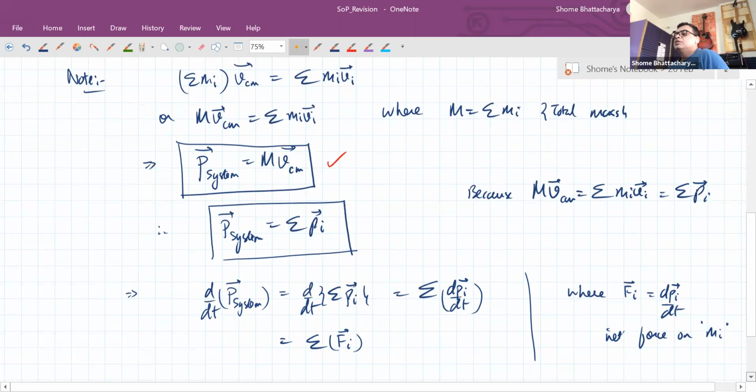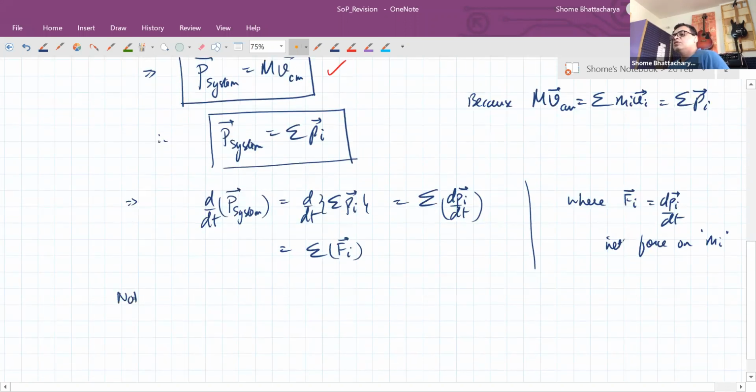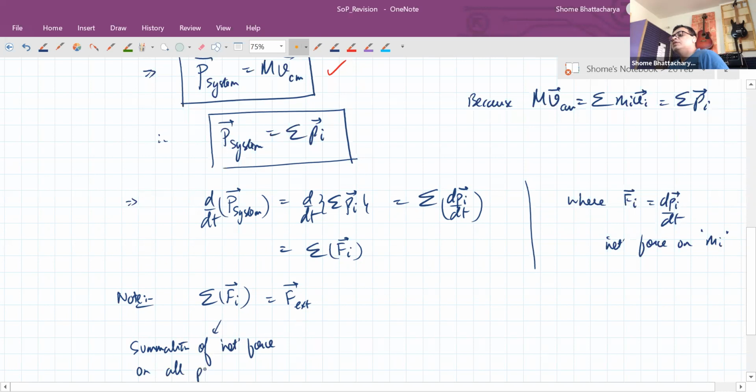Now if we use the concept of Newton's second law, in this summation of net force on all particles, what happens is this becomes the net external force. The summation of net force on all particles of a system becomes equal to the net external force due to Newton's third law, because the internal forces cancel in action-reaction pairs.